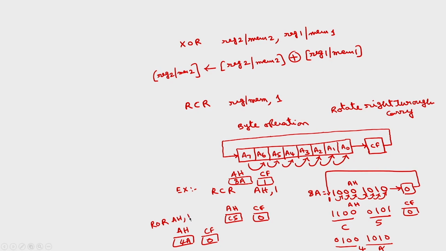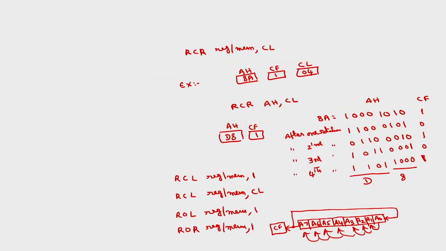Now, I think you understand the difference between RCR and ROR. So, the contents of the LSB bit will go to carry as well as MSB in case of ROR, whereas in case of RCR the contents of LSB bit will go to the carry bit and the carry will go to the MSB position. This is for single bit rotation.